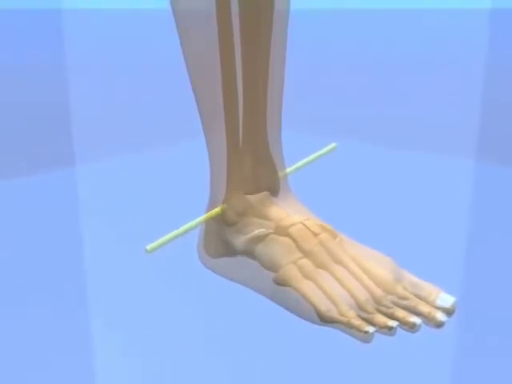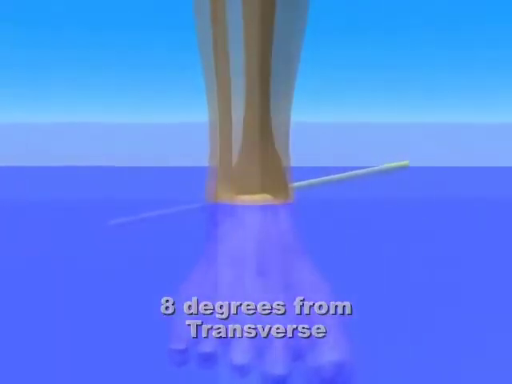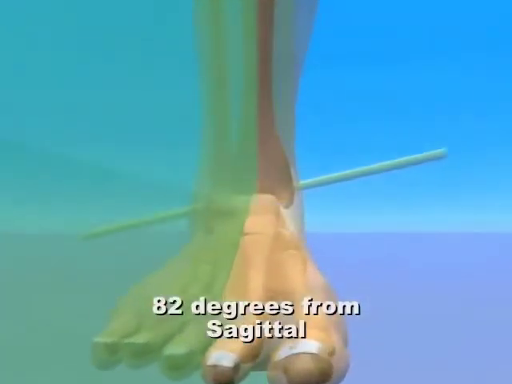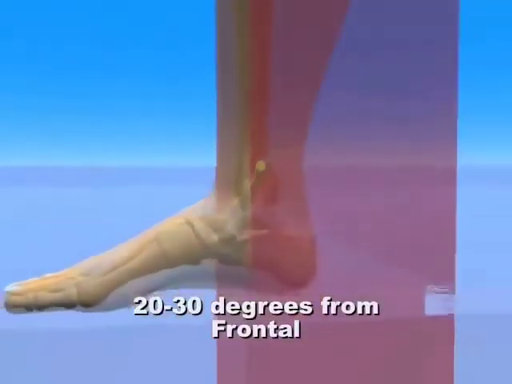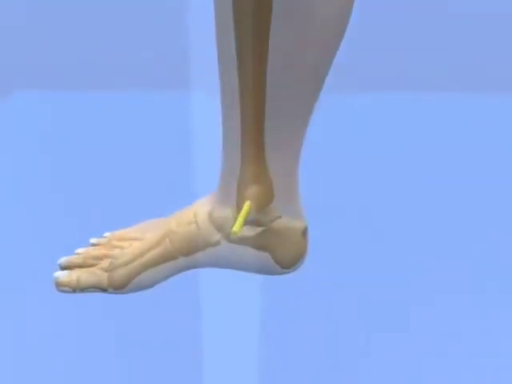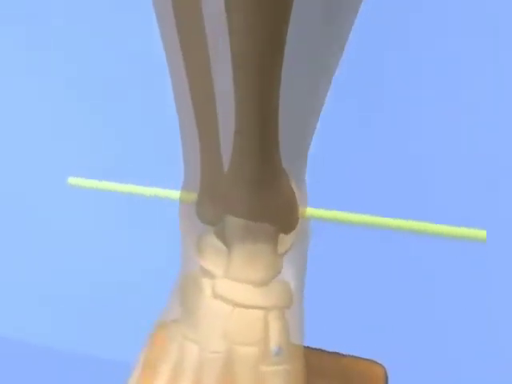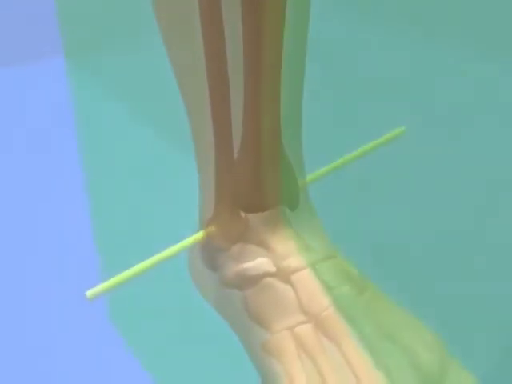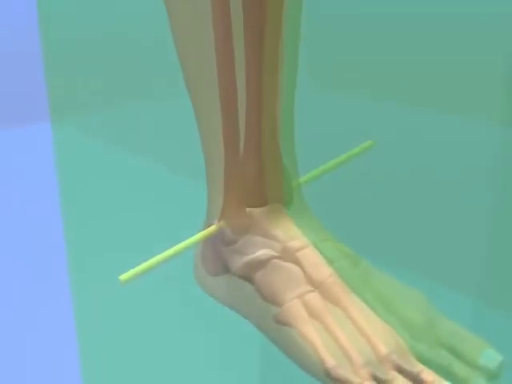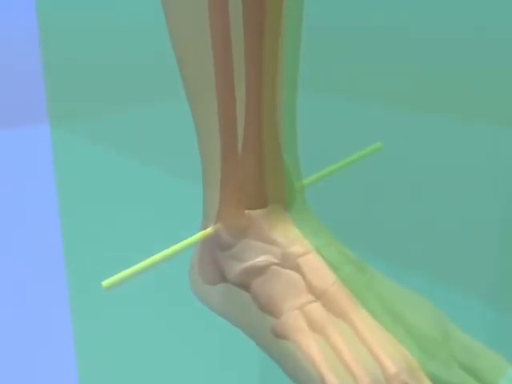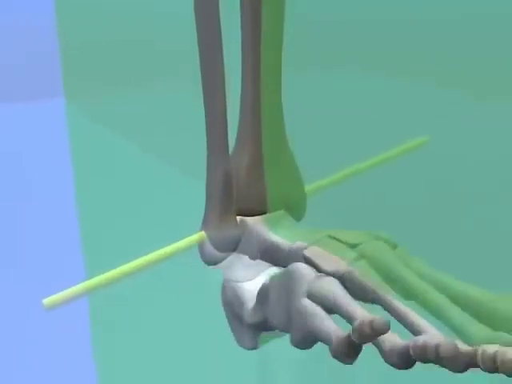The spatial orientation of this joint's axis in relation to the three cardinal body planes is 8 degrees from the transverse plane, 82 degrees from the sagittal plane, and 20 to 30 degrees from the frontal plane. With this configuration, we can consider the planal dominance of the ankle joint. Since the ankle joint has the largest deviation from the sagittal plane, we can conclude that the dominant motions in the ankle joint thus are plantar flexion and dorsiflexion.